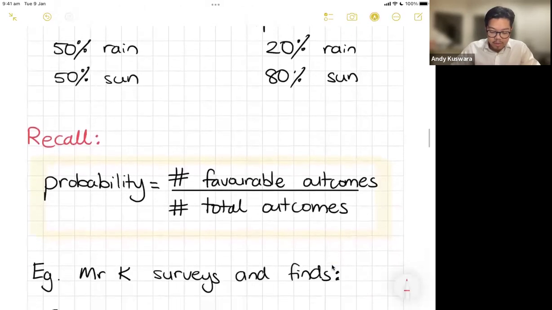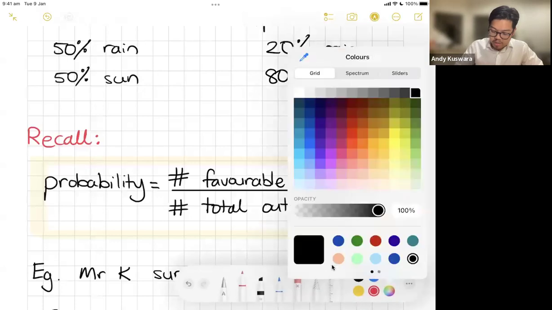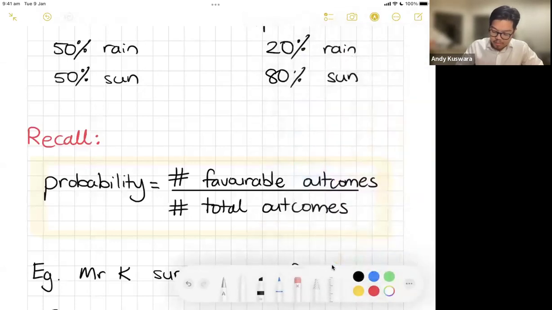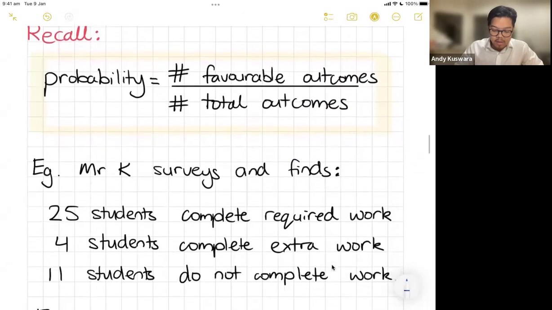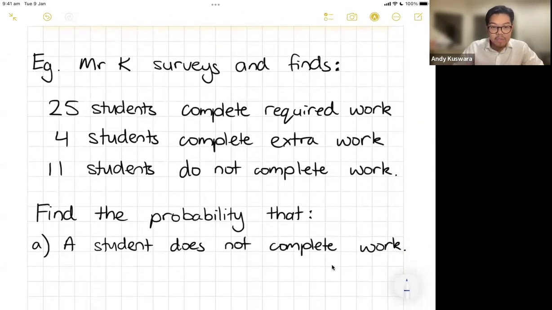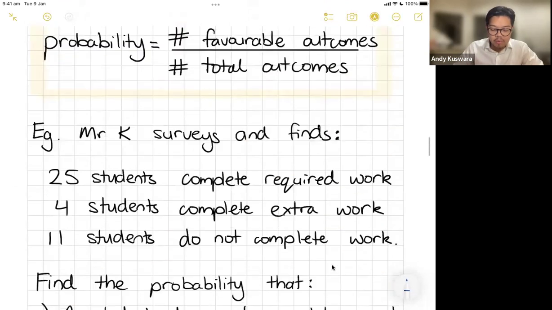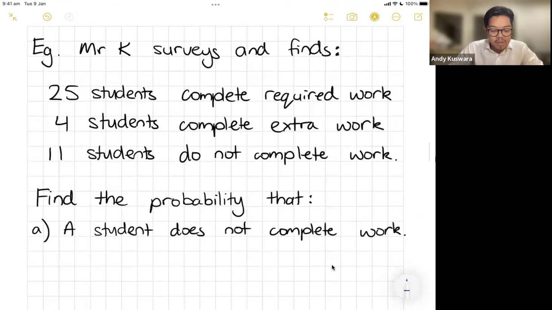Now let's go through a little bit of a cheeky example. Mr. K, it's me. Again, this is relative frequency because it's based off recorded results. Let's say Mr. K surveys and finds that 25 students complete the required work, 4 students complete extra, so they do the required plus extra, and 11 students don't complete the work. Find the probability that a student does not complete the work.